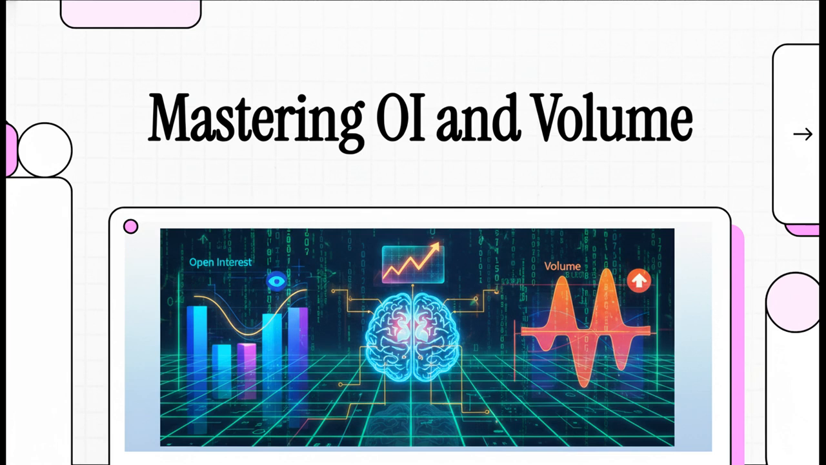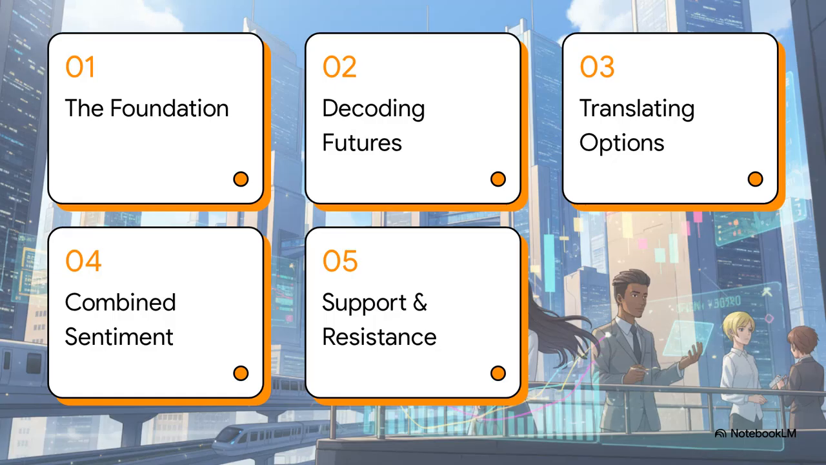We're going to master the hidden dynamics of open interest and volume. And I promise you, by the end of this, those numbers won't just be random data anymore. They're going to tell you a really compelling story about exactly where the market is heading next. Here is our game plan for today. We'll start with the foundation, move on to decoding futures, translating options, combining it all for sentiment, and wrap it all up with support and resistance.